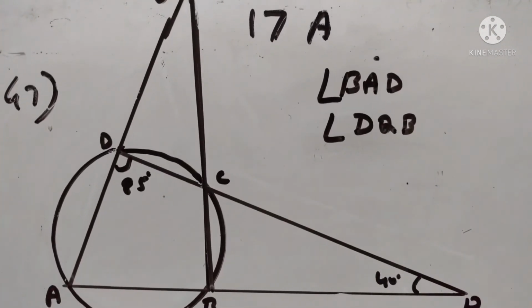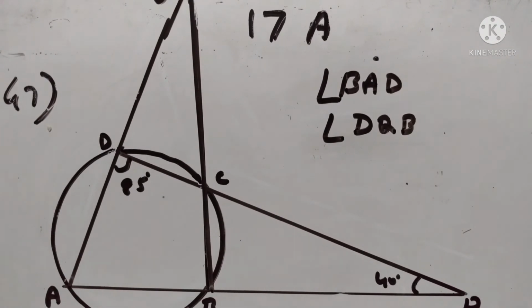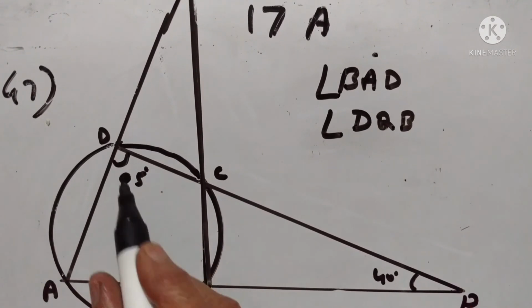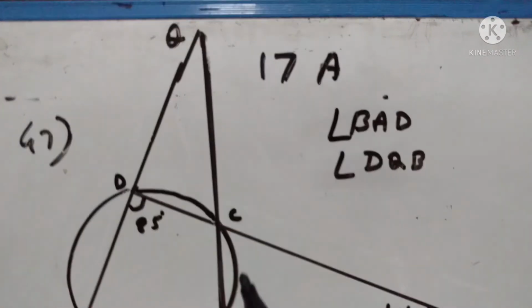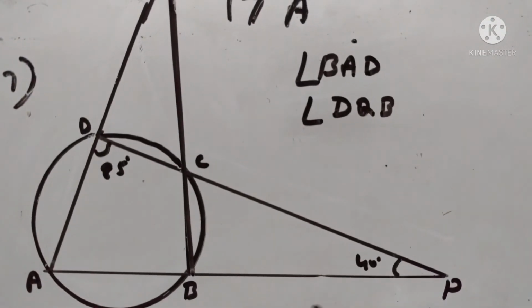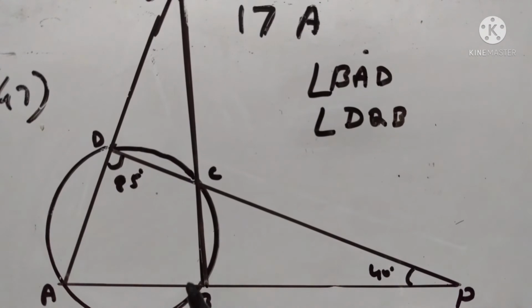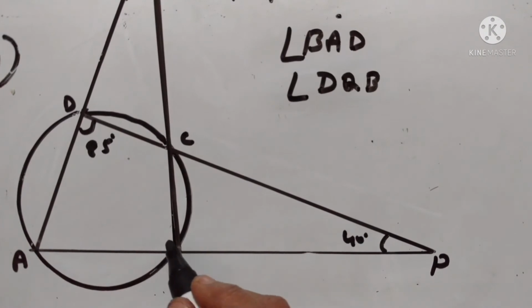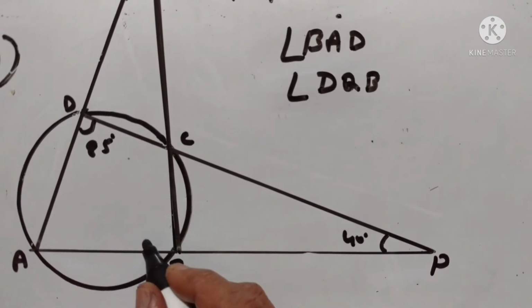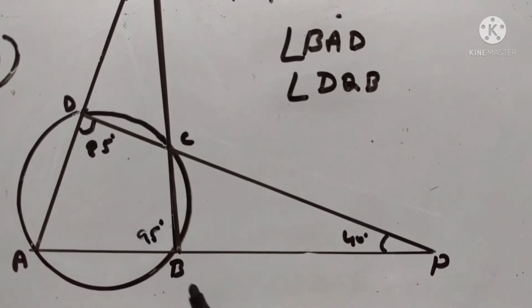47th problem. In this figure we have to find angle BAD and angle DQB. Now ABCD is a cyclic quadrilateral. Opposite angles are supplementary. Therefore angle ABC is equal to 180 minus 85. That is 95.